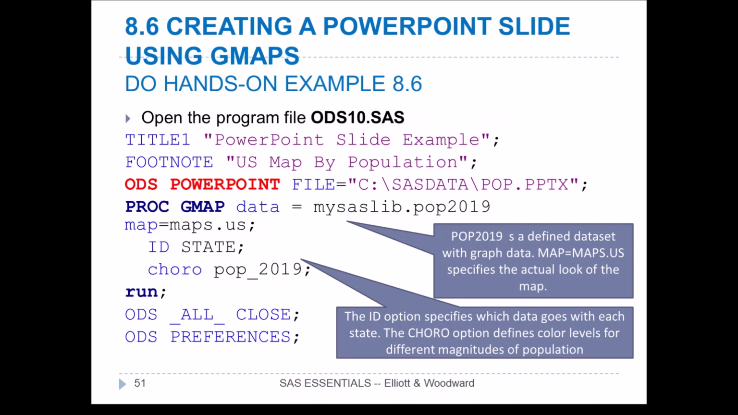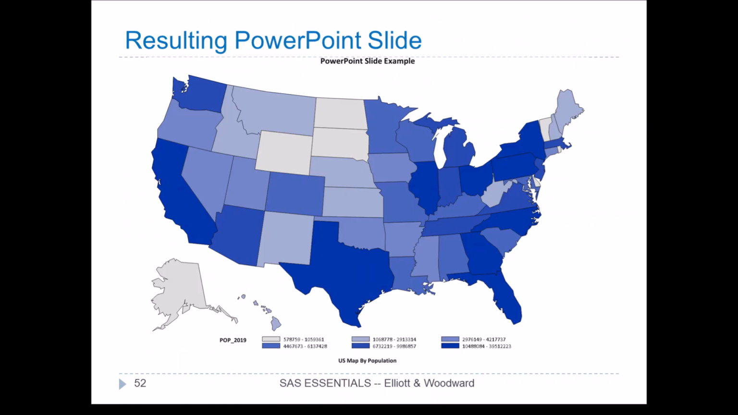Also notice that I don't really have the ODS POWERPOINT closed down here. Instead, I'm showing you that you could say ODS _ALL_ CLOSE, which would close any ODS destination that happens to be open. And I'm also including the ODS preferences just for good programming practice. Also, in the PROC GMAP, I'm looking at the population, and I'm also using the ID state so that the program knows how to separate the information by state. So when I run this, I get a PowerPoint slide, and PowerPoint will open up if you have it on your computer, and this information will then be in your PowerPoint slide.